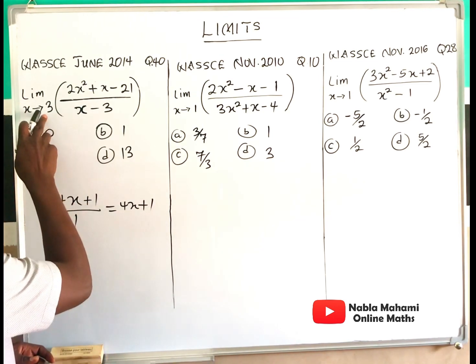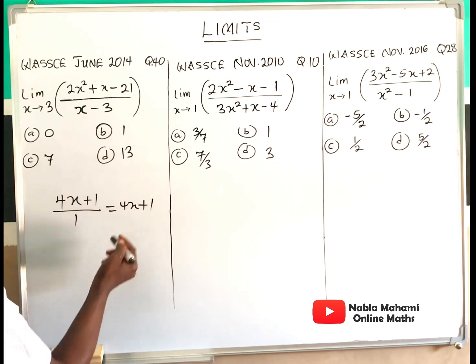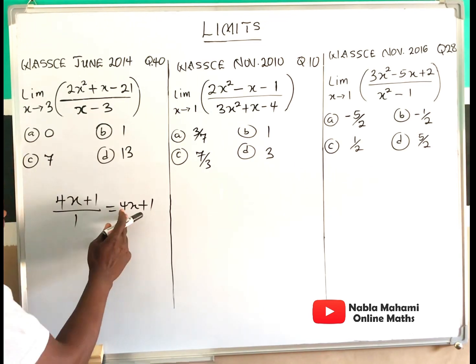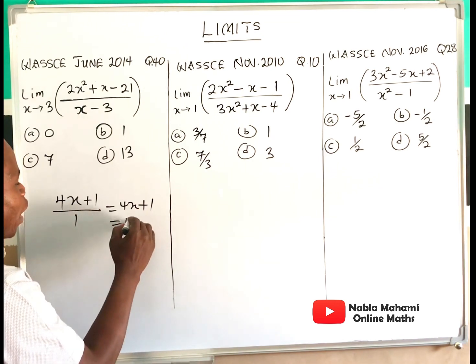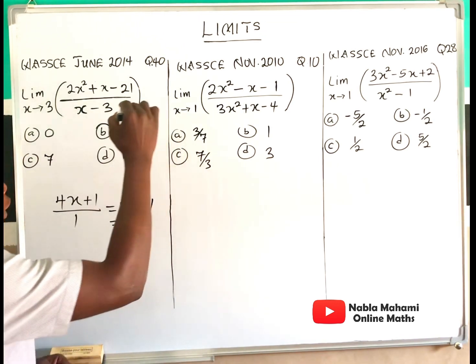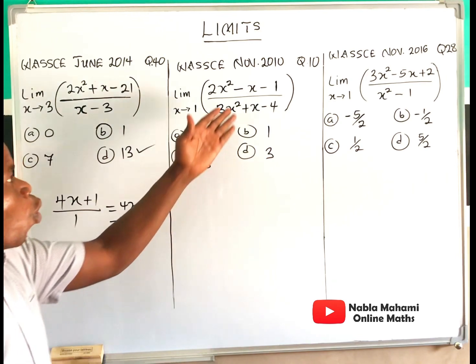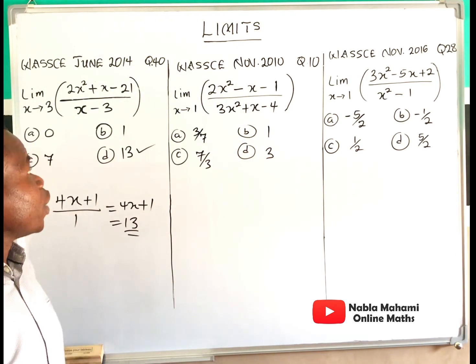So I can now substitute the value of x there. That is, whatever I see x, I'm putting 3. So 4 times 3 is 12. 12 plus 1 is 13. So my answer will be 13, which is D. So let's go to November 2010, question 10.